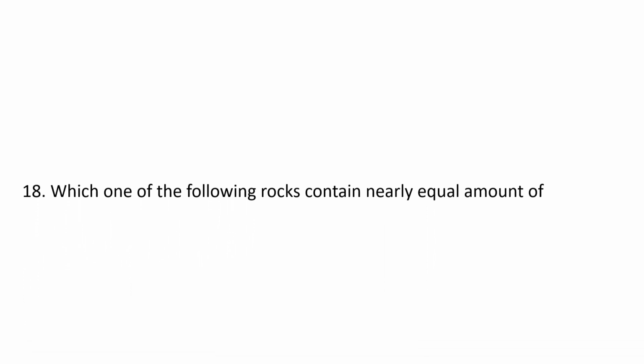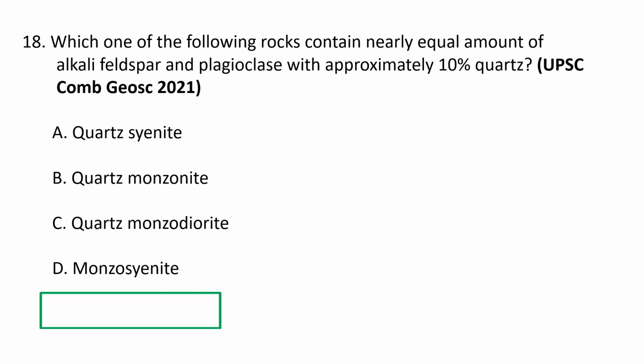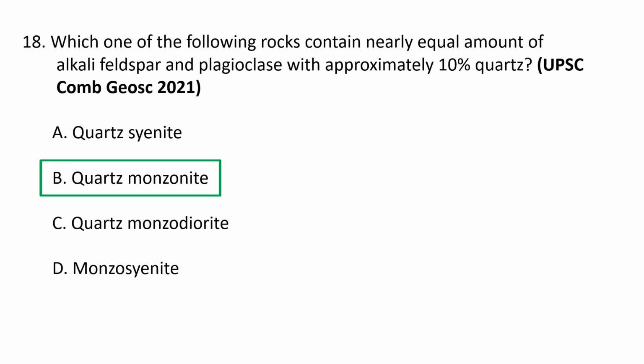Next question. Which one of the following rocks contains nearly equal amounts of alkali feldspar and plagioclase feldspar with approximately 10% quartz? A. Quartz syenite, B. Quartz monzonite, C. Quartz monzodiorite, and D. Monzosyenite. So the correct option is B. Quartz monzonite is an intrusive felsic igneous rock that has an approximately equal proportion of orthoclase and plagioclase feldspars. It is typically a light colored phaneritic, that is coarse grained, to porphyritic granitic rock, and the plagioclase is typically intermediate to sodic in composition, andesine to oligoclase. So the correct option is B.